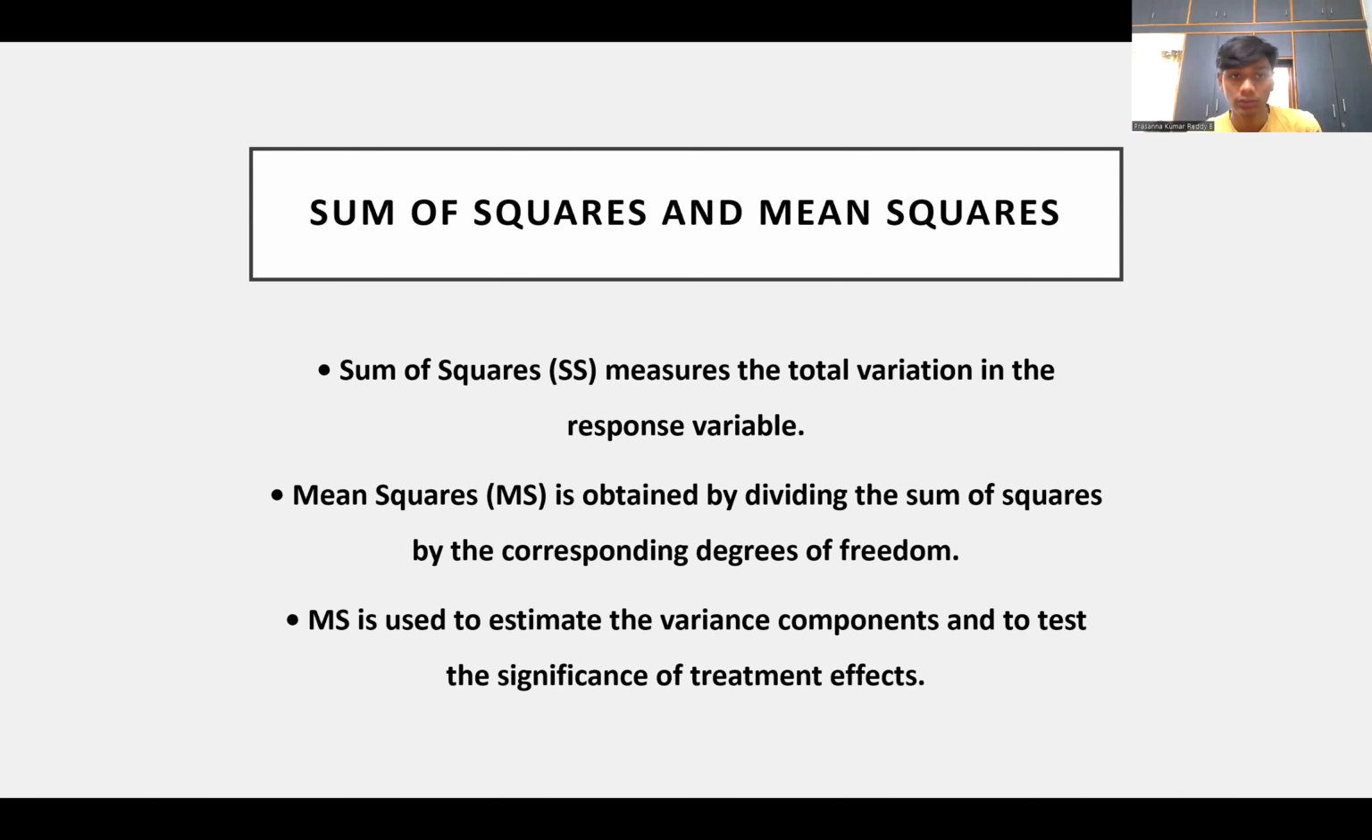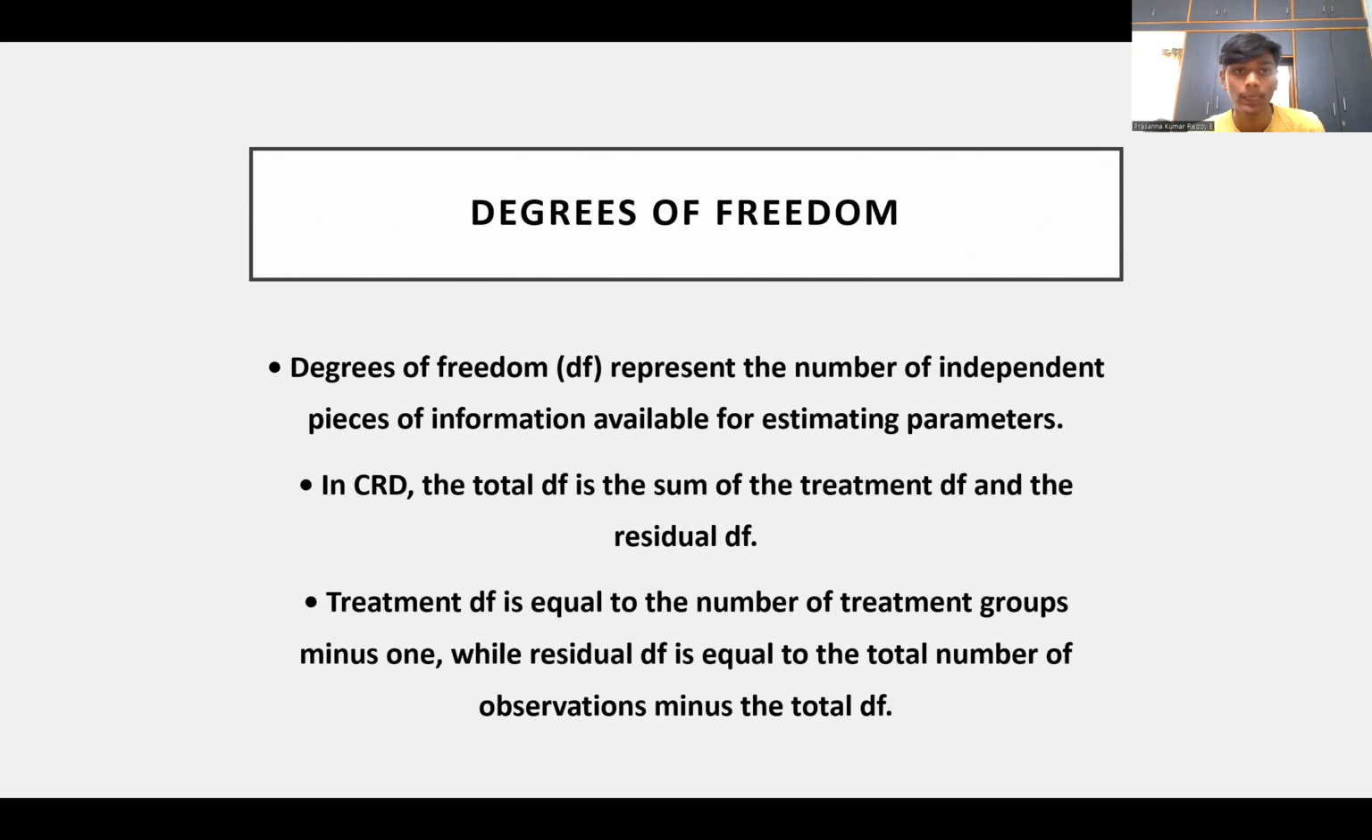Sum of squares and mean squares. Sum of squares, SS, measures the total variation in the response variable, and mean squares, MS, is obtained by dividing the sum of squares by the corresponding degrees of freedom. MS is used to estimate the variance components and to test the significance of treatment effects.